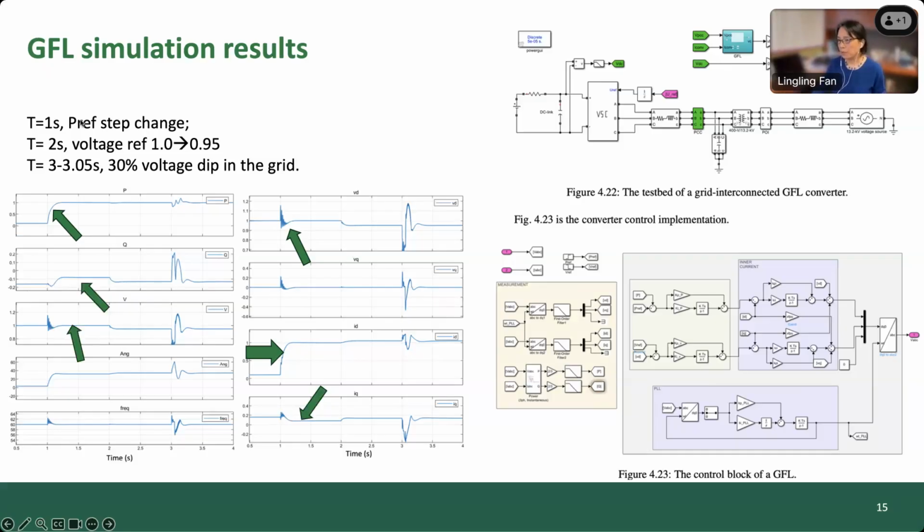We will not talk too much about this, but just show that with PQ control or PV control, anything you design, you can realize the control function very well. Now you put it into the grid, what will happen? It works pretty good if your grid is nice.